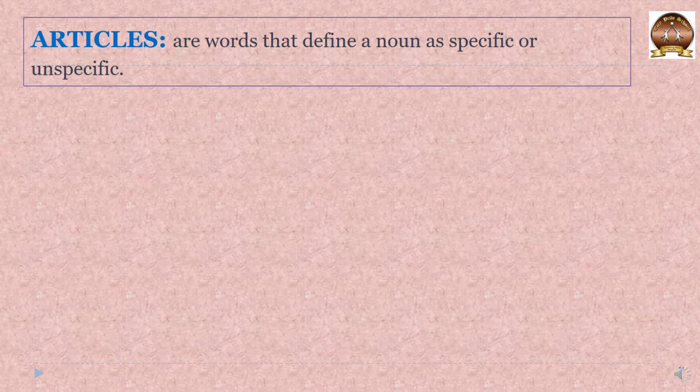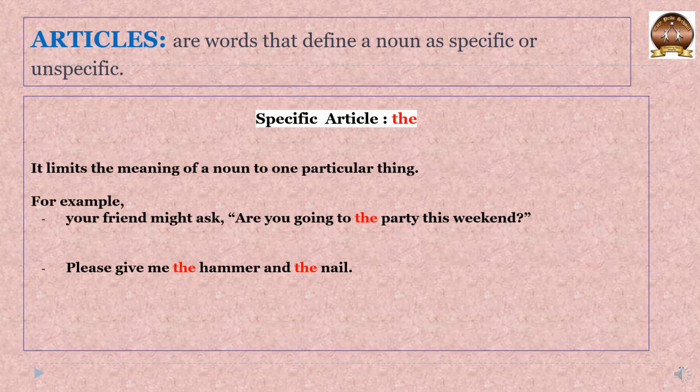So the articles, we all know what those are. They are the words that define a noun as specific or unspecific. That is, are we talking about a special noun, or is it just general? Let's start with the first, the article the. It limits the meaning of a noun to one particular thing.